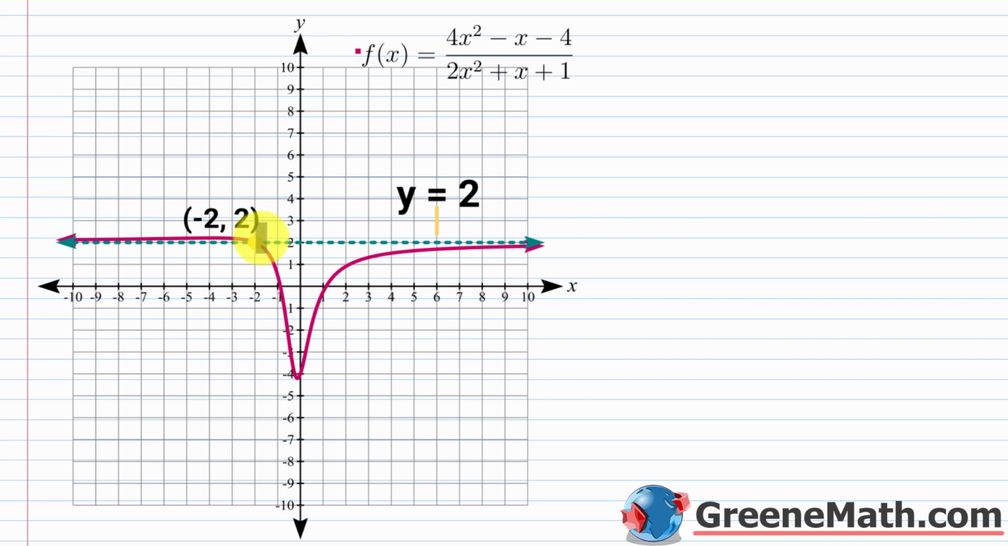And then over here, we actually cross through this line y equals 2, and that's okay. You can do that with a horizontal asymptote. You have this point (-2, 2) where that happens. And again, as you think about the x values approaching negative infinity, the y values now are approaching 2. So that's why we get our horizontal asymptote, which is y equals 2.